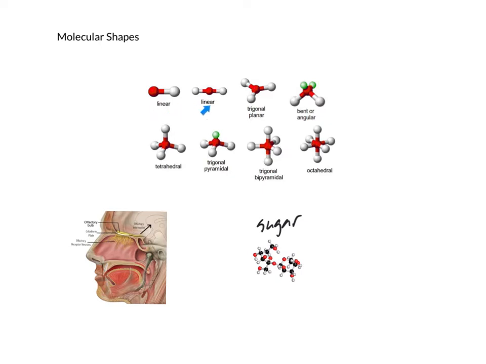these are some of the common molecular shapes. In fact, these are all that you're going to see in this class this year. We have linear, a couple different types of linear molecules: trigonal planar, bent, tetrahedral, trigonal pyramidal, trigonal bipyramidal, and octahedral. And we'll dive into those a little bit more on the next slide.